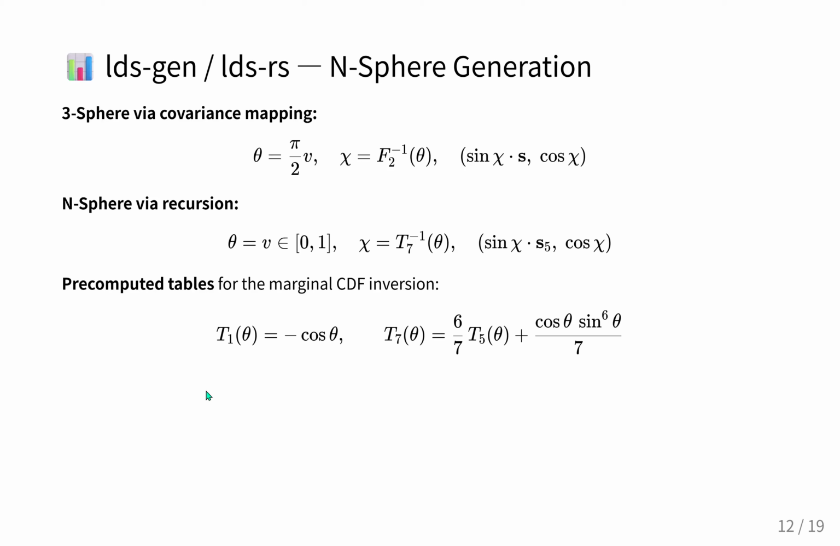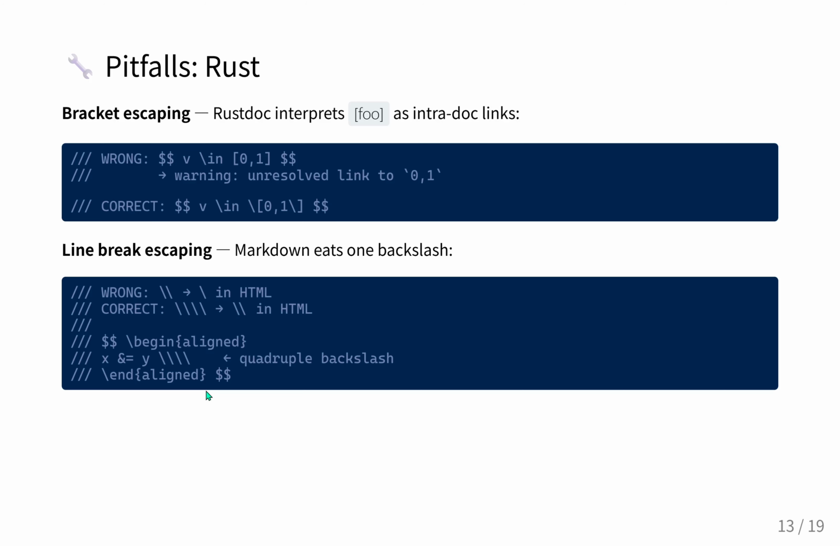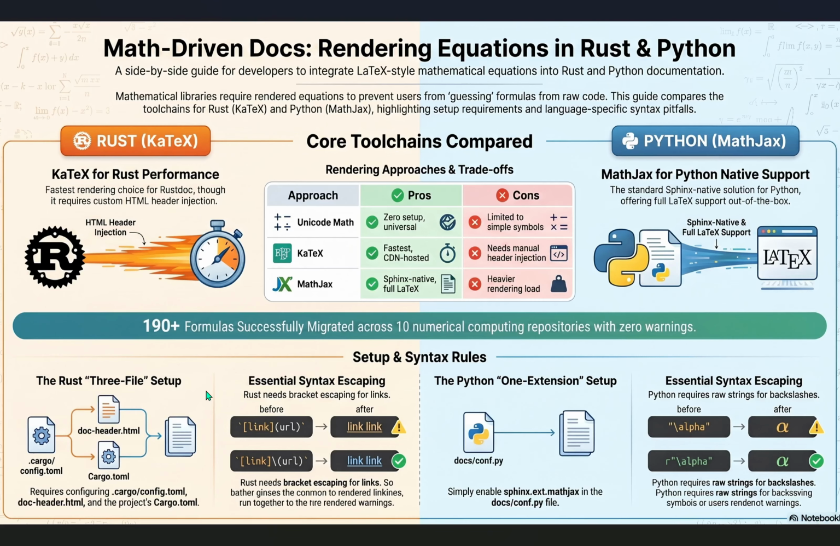Marginal CDF inversion relies heavily on pre-computed statistical tables. The author was able to render equations showing exactly how table T7 is derived from table T5 combined with a complex trigonometric fraction. Rendering the tables directly in the docs. Yes, and this is vital. By rendering the tables, it brings absolute transparency to the statistical algorithms running under the hood. You aren't just trusting a black box function. The underlying statistical proof is rendered right above the code. The presentation also mentions applying this to projects called Ginger and Prodigium, covering even more ground.